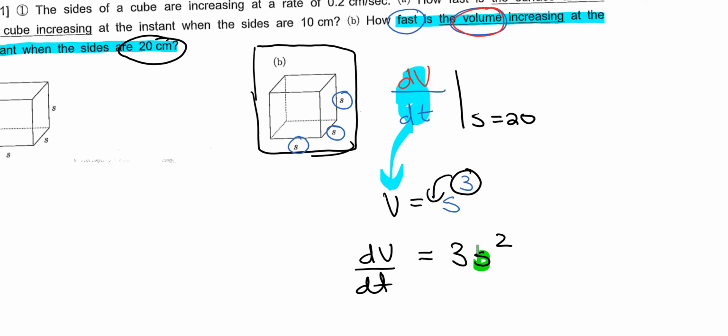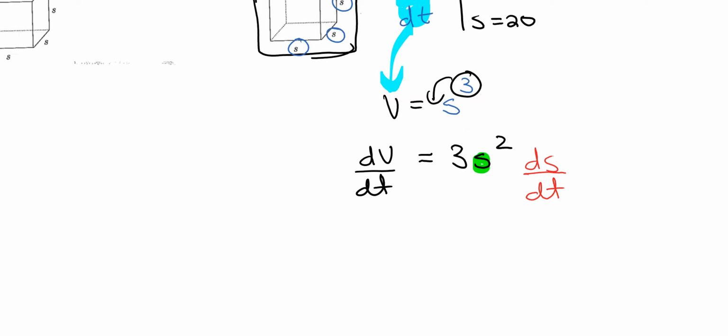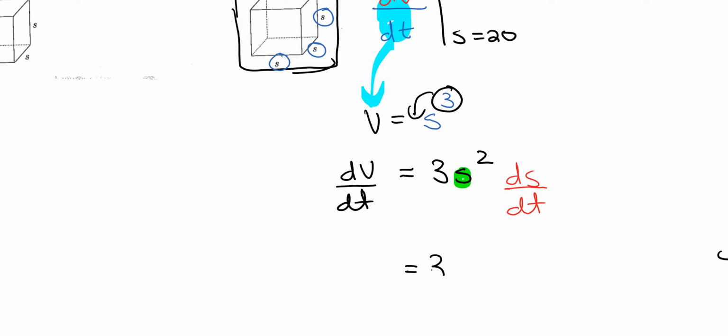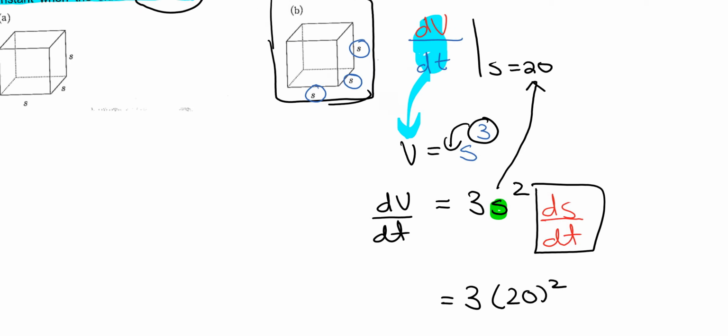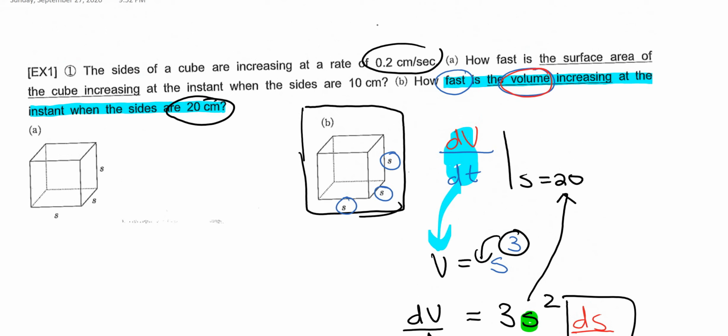And then by using the chain rule, the derivative of s is ds divided by dt. So I'm taking the derivative with respect to time. Okay, and all we have to do now is just plug in the missing variables. So this is going to be 3. s is going to be 20 there, so that's going to be 20 to the power 2. And ds over dt, this was actually given to us at the start of the problem. This right here, that's going to be ds over dt, which is 0.2.